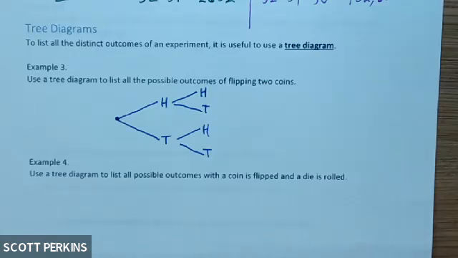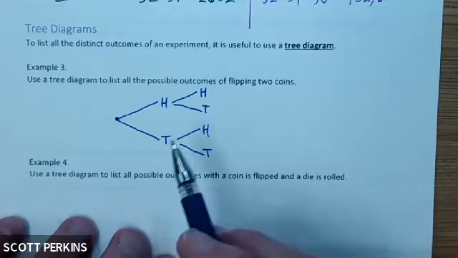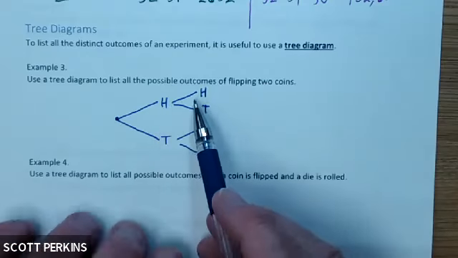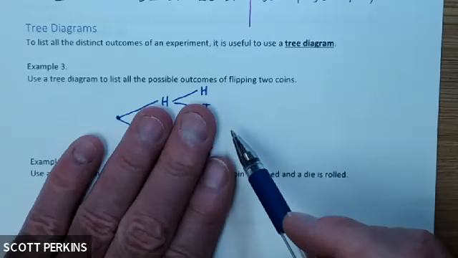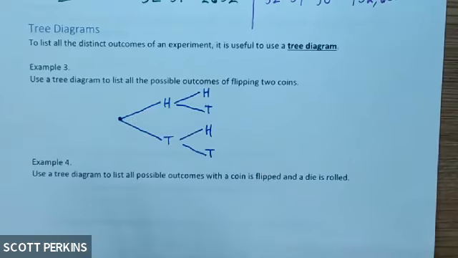Now, if my example had been, we're going to flip 3 coins, then I would go and do the whole thing again. I would say, okay, I got a heads with the first one and a heads with the second one, and then I could have a heads or a tails. So you would just keep adding more branches depending on how many times you're performing whatever event. But we're done here. So there's my tree.